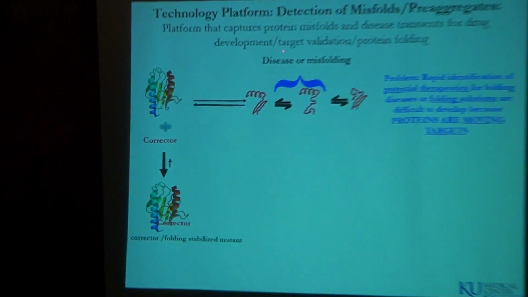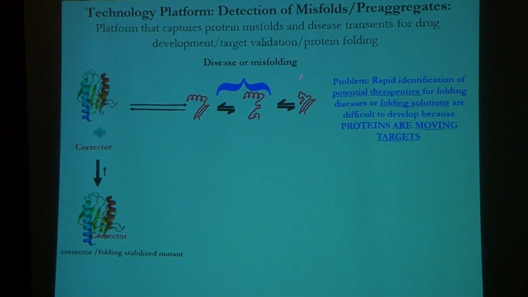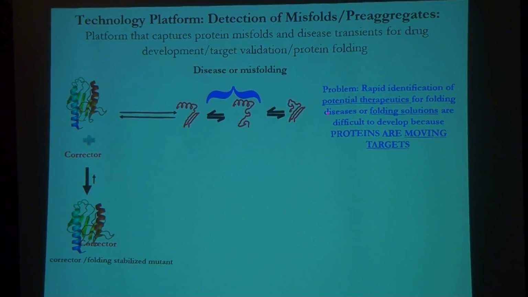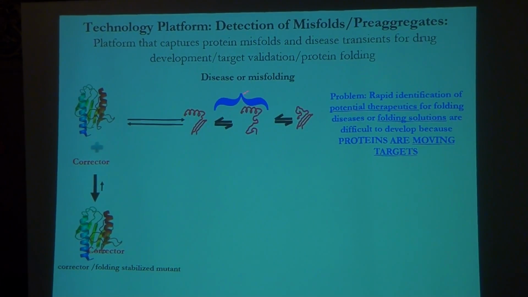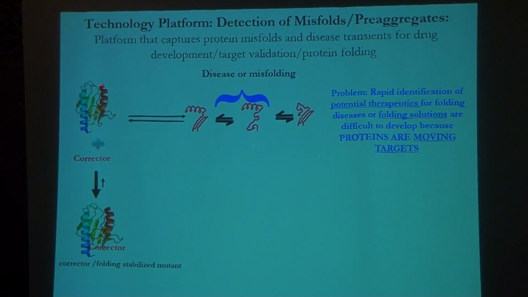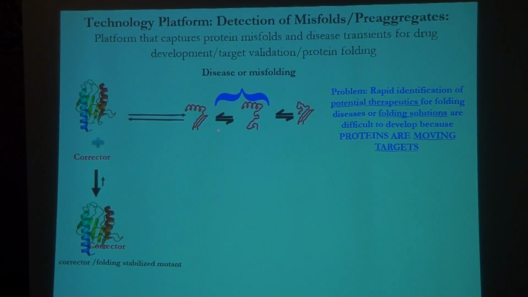So what we devised is a way of detecting whether or not we can cure or reverse misfolding using this detection system. So this is the technology platform for detecting misfolding in pre-aggregates. Here's our disease misfolding forms, right? This is what we want to end up with in this folded form, but we run into this problem if we have a mutation.